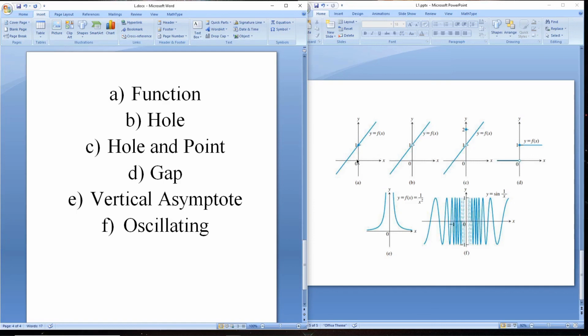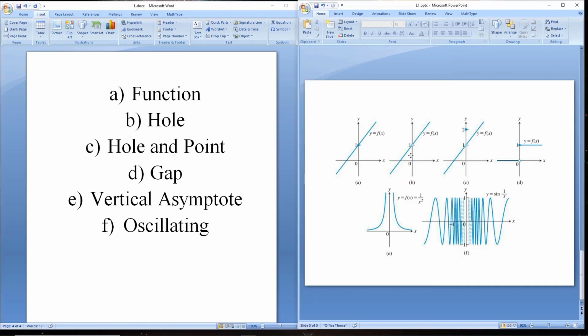So for A, the limit exists. For B, limits do exist at a hole. For C, the limits also exist at a hole and a point. For D, though, for a gap, the limit will always fail. For E, a vertical asymptote, the limit will also always fail. Again, we're into that question about infinity there, though. And then for F, at least if we go to 0, the limit will always fail.